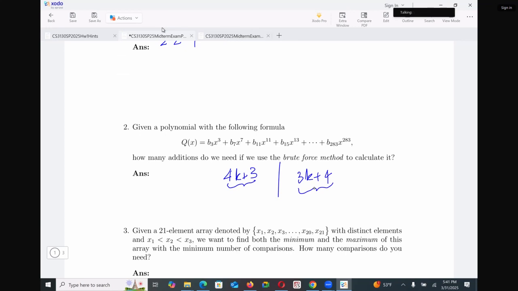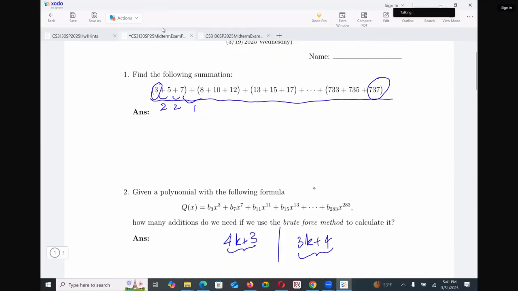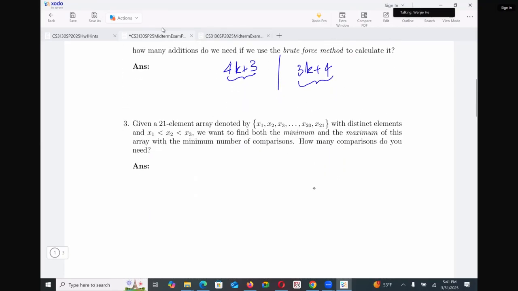Other than that, it should be okay. So that's the first two questions. Then the third one.